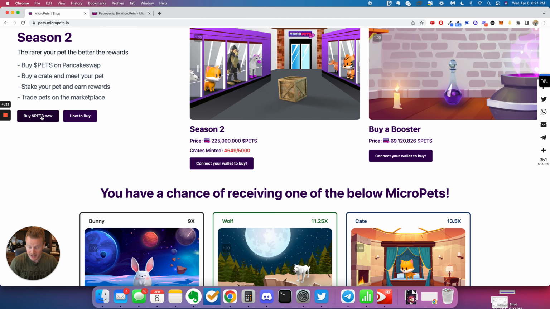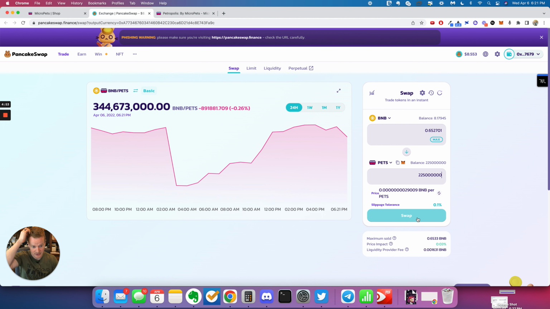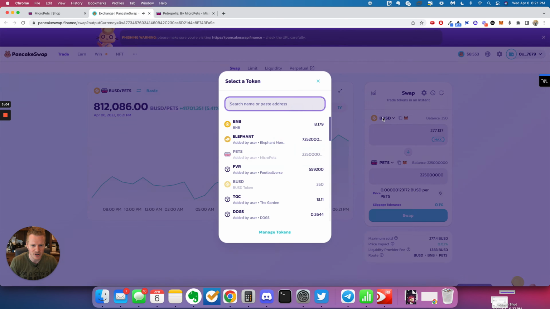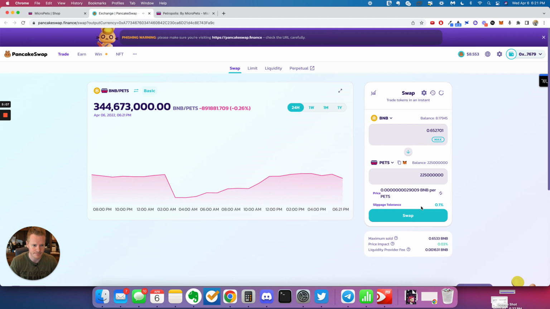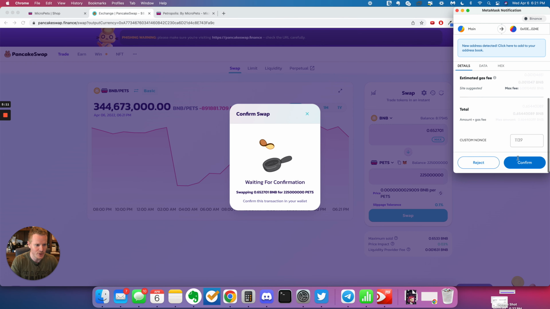So first off, it's 225 million PETS tokens to get a pet. I already have 225 million. Actually, I'll buy another 225 million. Look at that, I'm going all out on this project. So you're going to swap BNB or whatever. That's about $300-ish, $277 is how much that is. So we're going to swap that. Now I can open two crates, so we're going to do a double crate reveal.